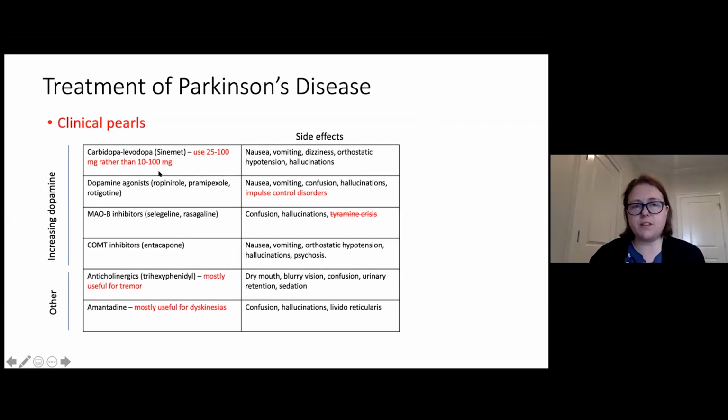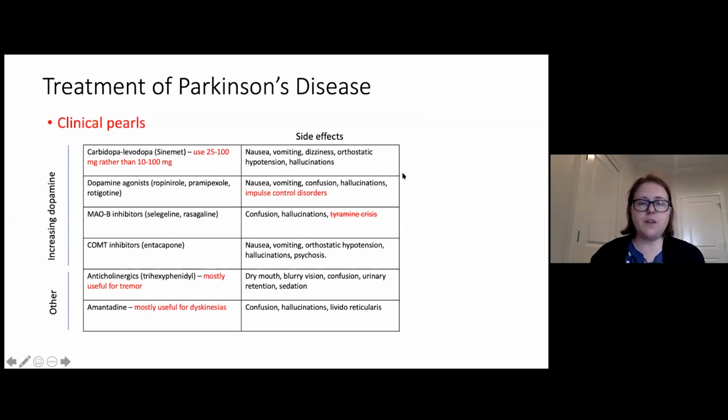For the most part, there's really very little role for 10/100. If you're using 10/100, you're just using less carbidopa. And the role of carbidopa is to block the peripheral conversion of levodopa to dopamine, which causes a lot of the side effects of this medicine. So nausea, vomiting, dizziness, etc. And so for the most part, you want more carbidopa to make sure that medicine is getting to the brain and not being converted in the periphery.